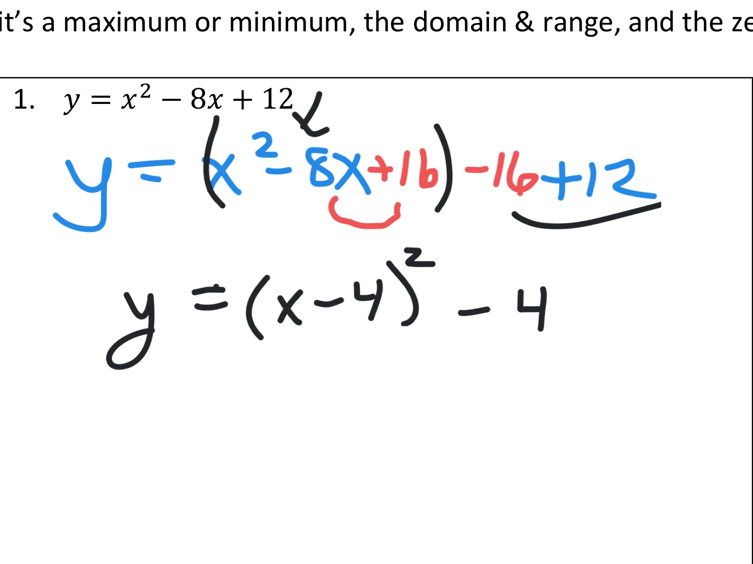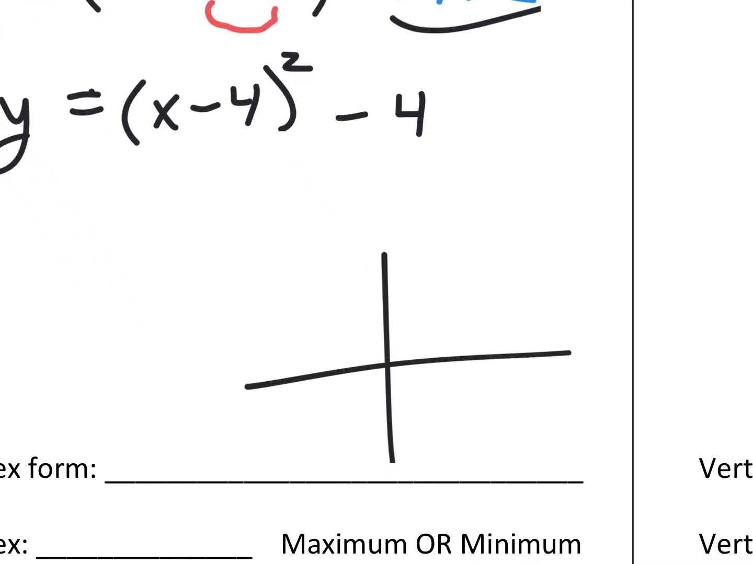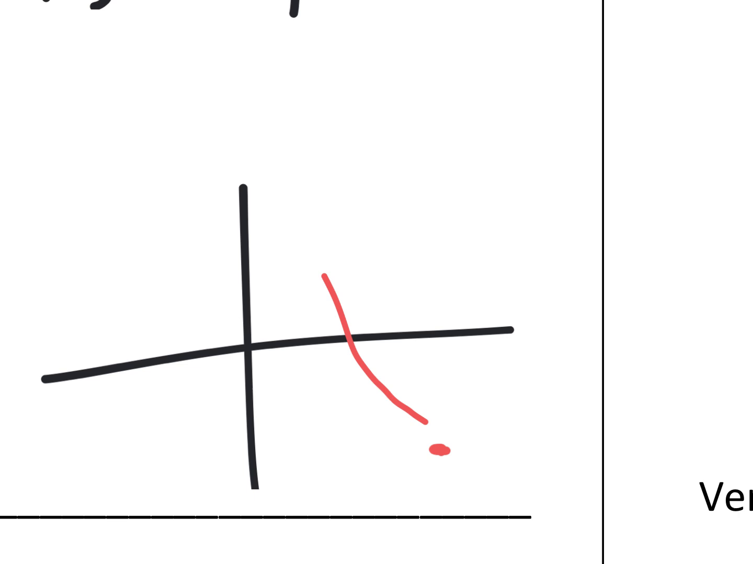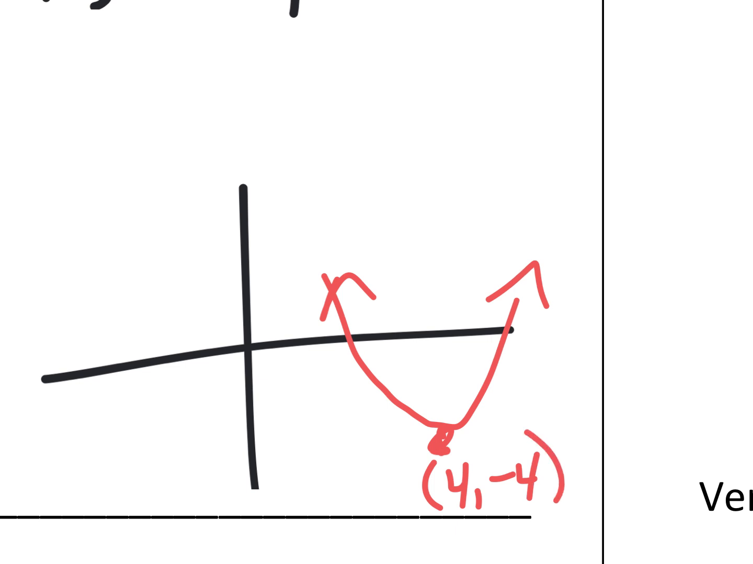The vertex is really handy for lots of things. If you know the vertex is at 4, negative 4, and you know it's right side up because there's no negative, then you instantly would be able to get the domain and range. That's on there a lot. Domain and range is on your test so many times. So let's just make sure you got this. What's the domain and range of this thing?